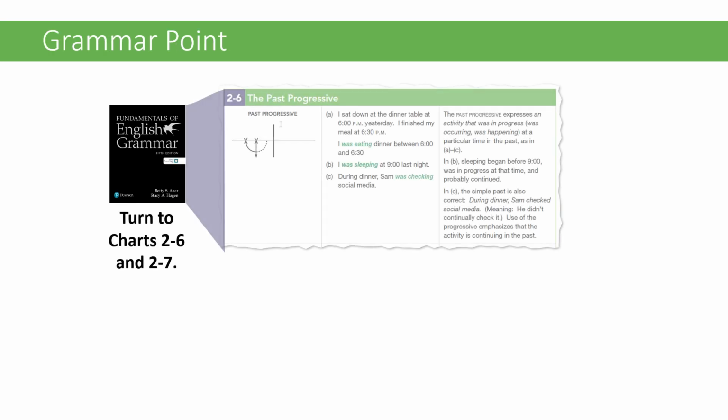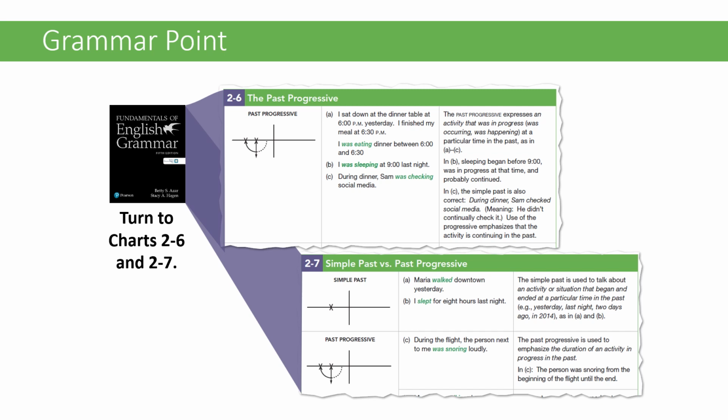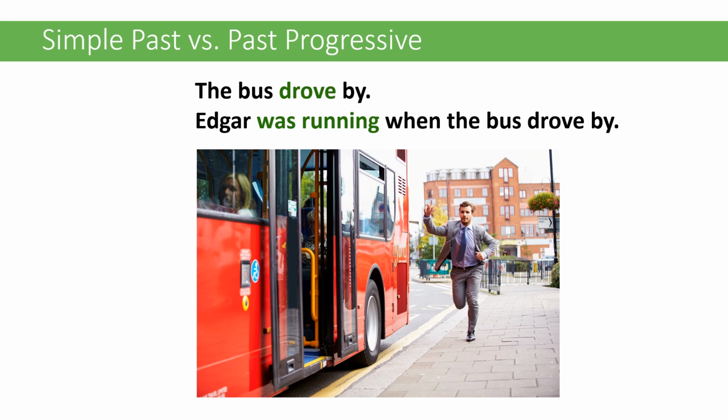So the simple past is for actions that began and ended at a particular time in the past. The past progressive is for actions that were in progress at a particular time in the past. Look at the examples. The bus drove by. Edgar was running when the bus drove by.